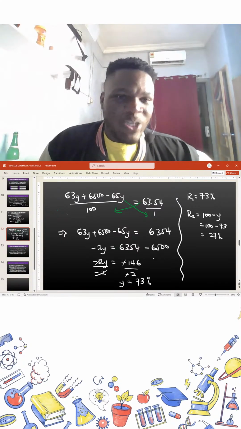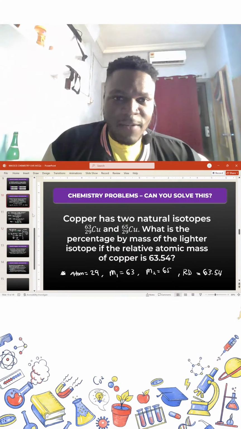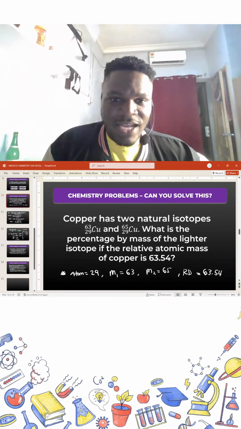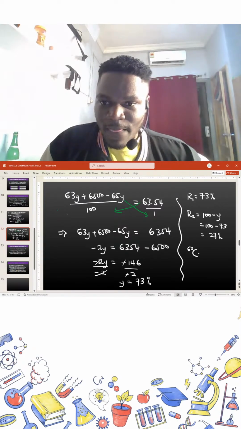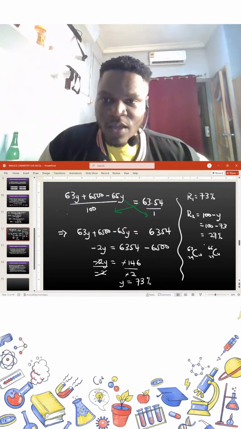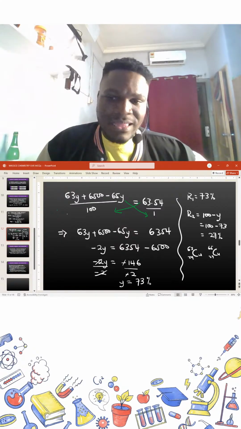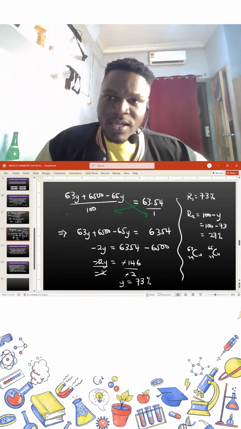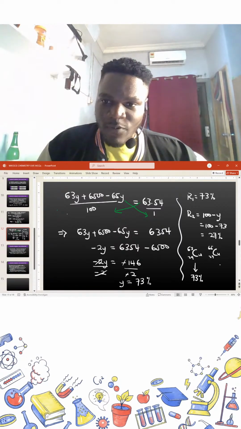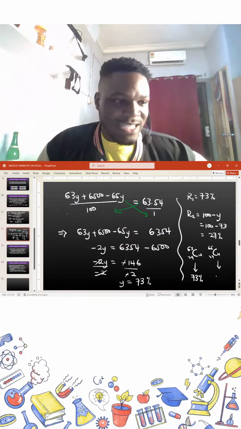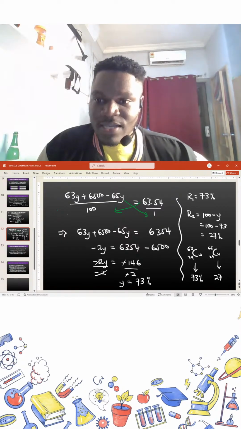Which therefore means that for copper 63 and copper 65, copper 63, which is the lighter one, has a percentage abundance of 73%. And then copper 65 has a lesser percentage, which is 27%.